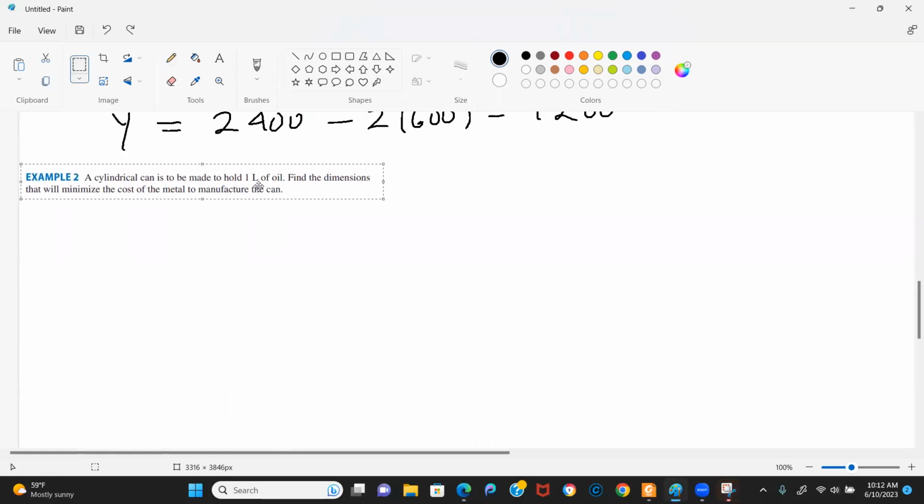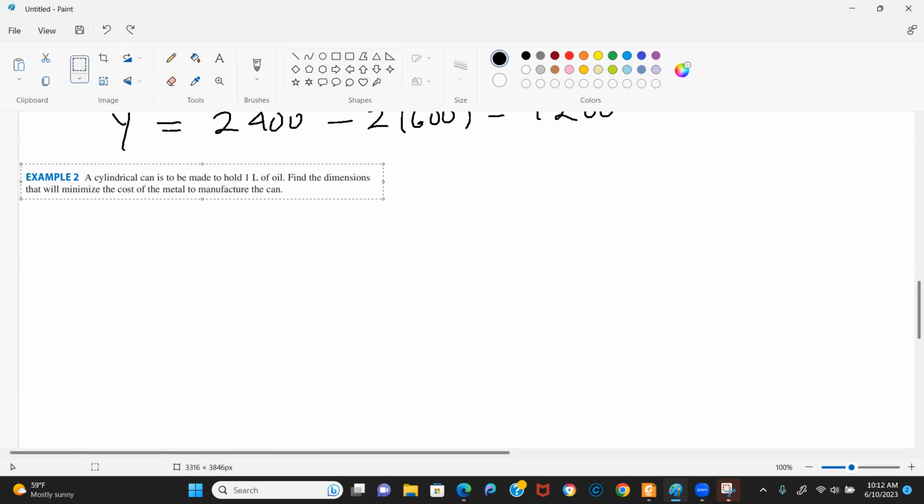Okay, so this is example 2. We have a cylindrical can that is made to hold 1 liter of oil. We want to find the dimensions that will minimize the cost of the metal to manufacture the can. We have a constraint, that the volume has to be 1 liter, and we want to use as little material as possible, because there's obviously a direct correlation between cost and the amount of material needed.